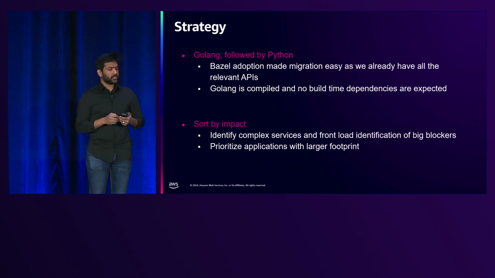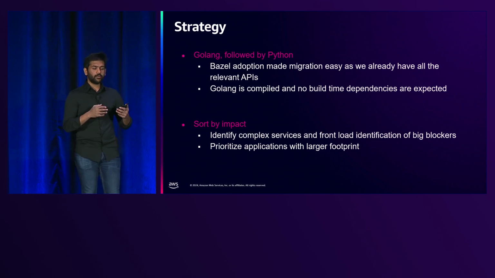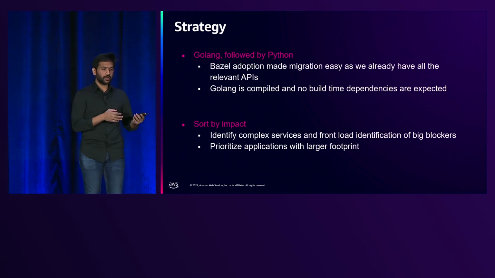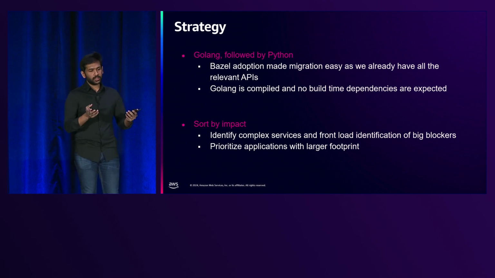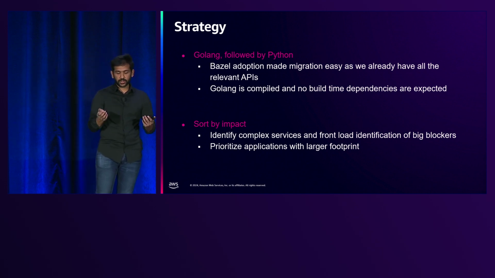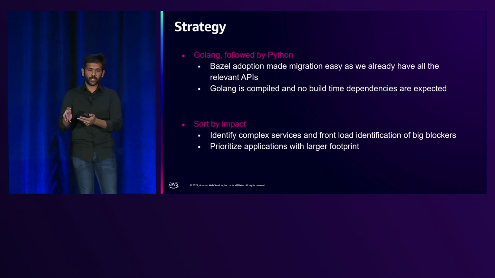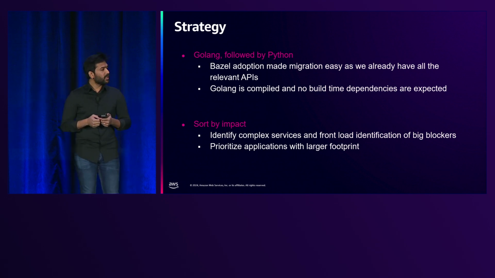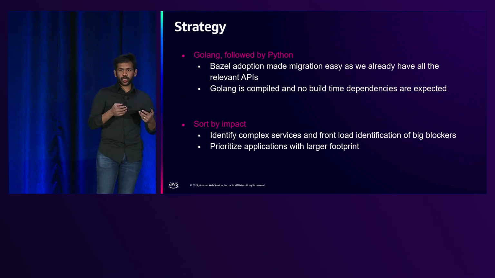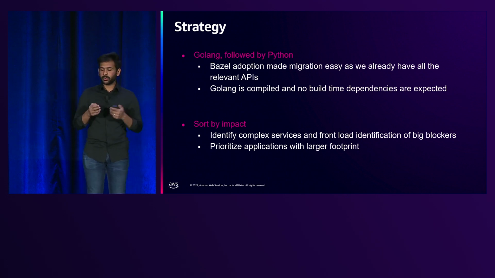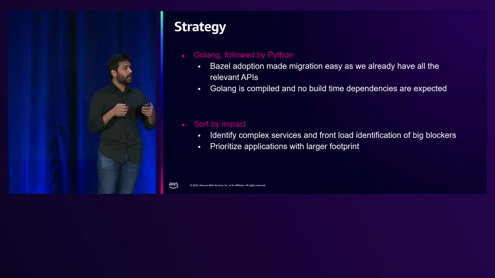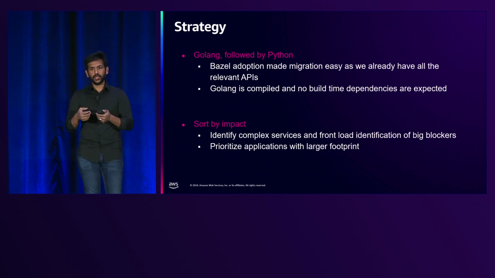The second part of the strategy is to sort by impact. From a migration standpoint, we wanted to front load finding the biggest blockers by taking on some complex services. This way we solve the problem for one, which means we solve the problem for a bulk of our workloads. And the second part of the impact is primarily around the footprint. So we try to prioritize applications which have the largest footprint. This way we yield the gains much earlier in the process.